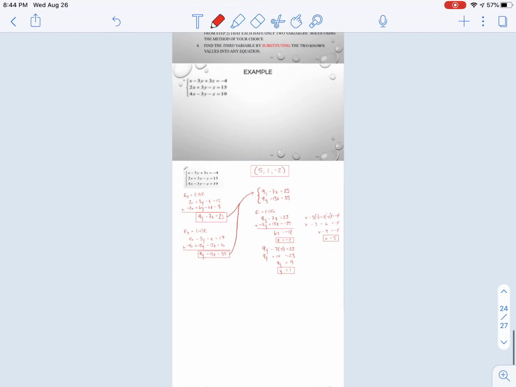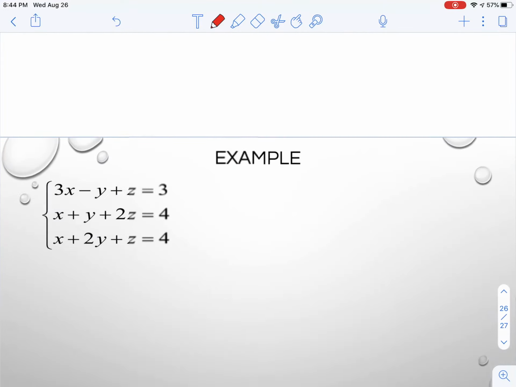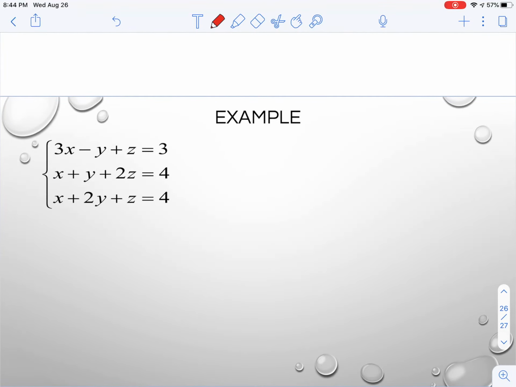Okay, last but not least here, I have the next system: 3x minus y plus z equals 3, x plus y plus 2z equals 4, and x plus 2y plus z equals 4. I want you guys to give this one a shot before you come into school tomorrow. If you don't get it, it's not the end of the world, but I want you to try this one and see if you get it. The solution that you should get is 1, 1, 1.